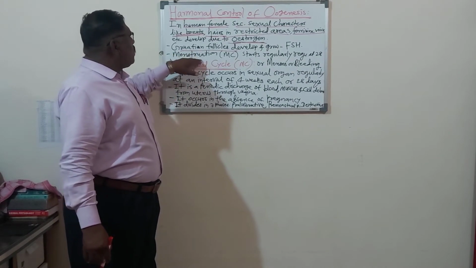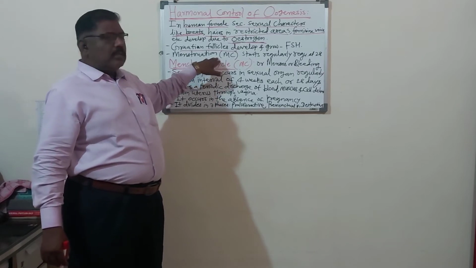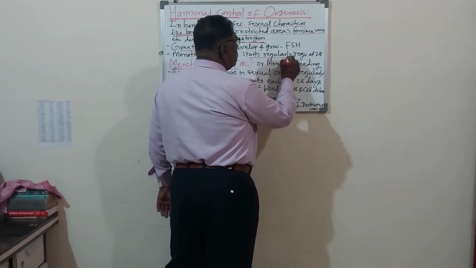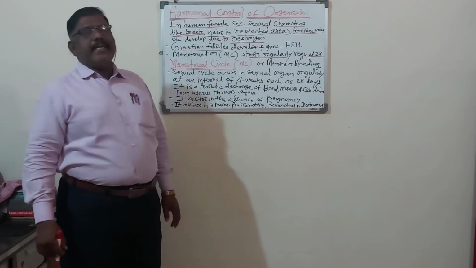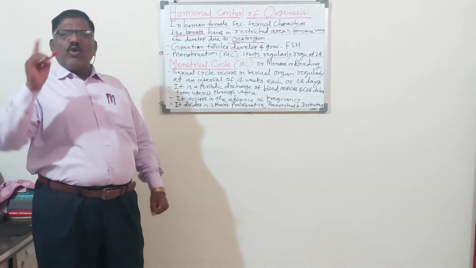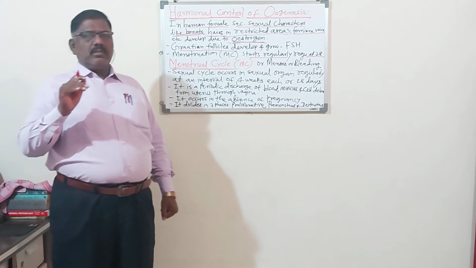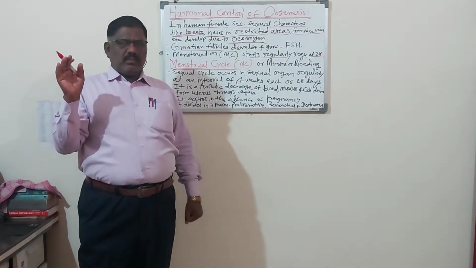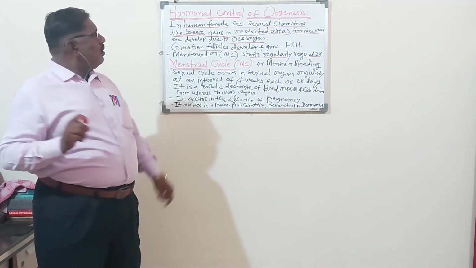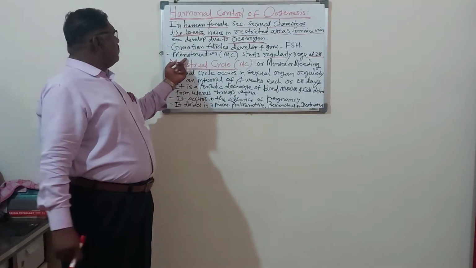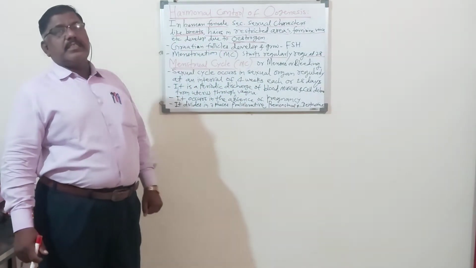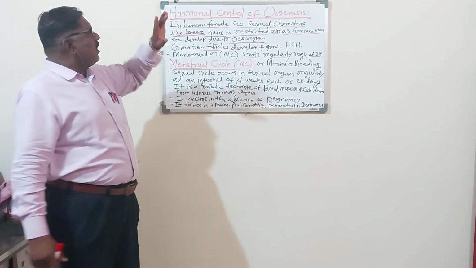Now, the menstruation cycle, also called the MC, starts regularly at 28 days. It is a natural process in the female. After 4 weeks, or after 28 days, in the mature human female, there is a menstruation cycle. That menstruation cycle is shortly called the MC. That starts, and it is also under the control of hormones.